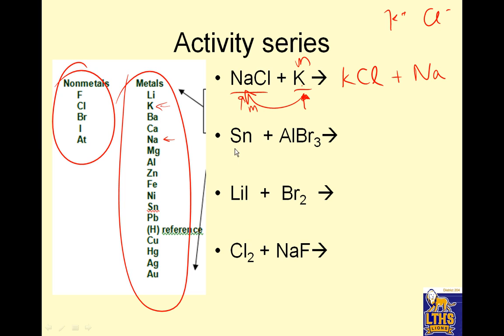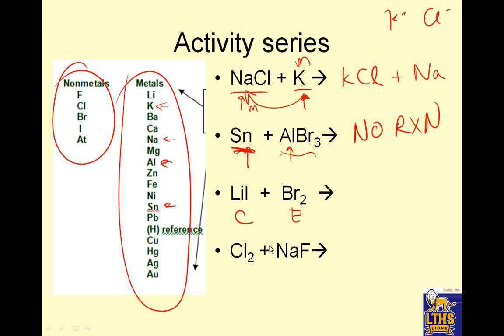All right. Hey, look. It's tin all by itself, element, and aluminum bromide, compound. So you have to see if tin is higher than the metal aluminum. So where's tin? Tin's right here. Aluminum's up here. No way. No reaction. Why? Because tin is not more active than aluminum. So tin cannot kick out aluminum.